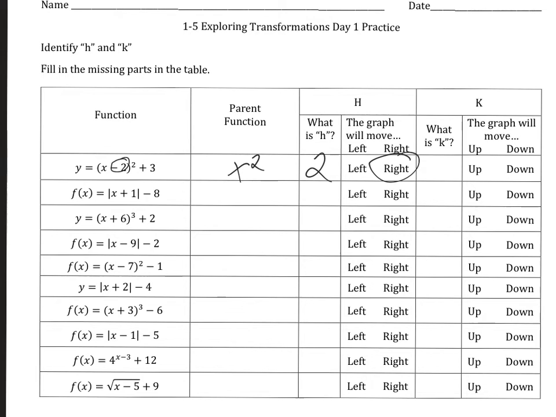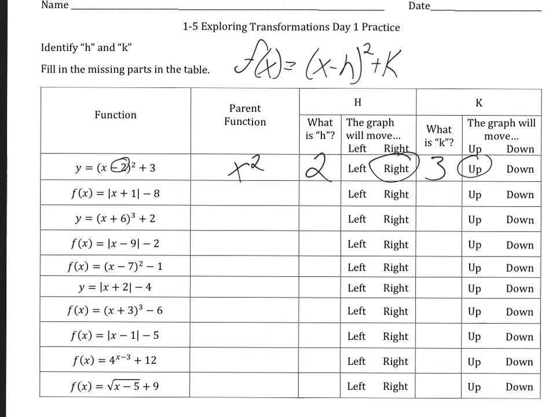So remember the equation, f of x equals x minus h squared plus k. Okay, k, what do you think k is? It's positive 3. It's always the same thing as what you are saying. Are we going up or down? We're going up. Perfect. Okay. Now, I want you to go ahead and try the next one.